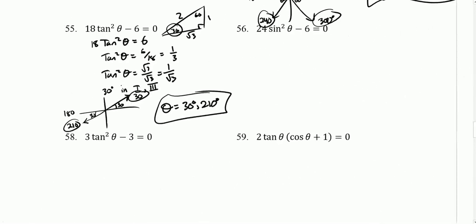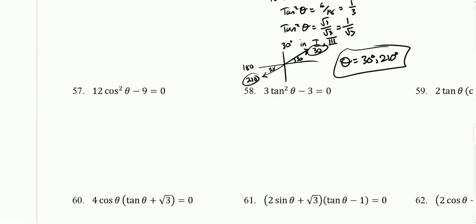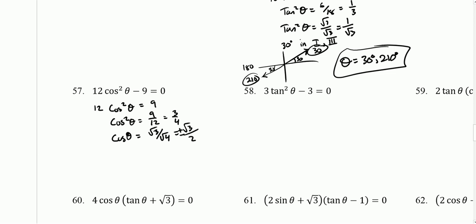57. I'm going to add 9, so you get 12 cosine squared theta is equal to 9. Divide by 12, get cosine squared theta is 9 over 12. Reduce that to 3 over 4. Take the square root, you get cosine of theta is equal to root 3 over root 4, which is root 3 over 2. Should be plus or minus.